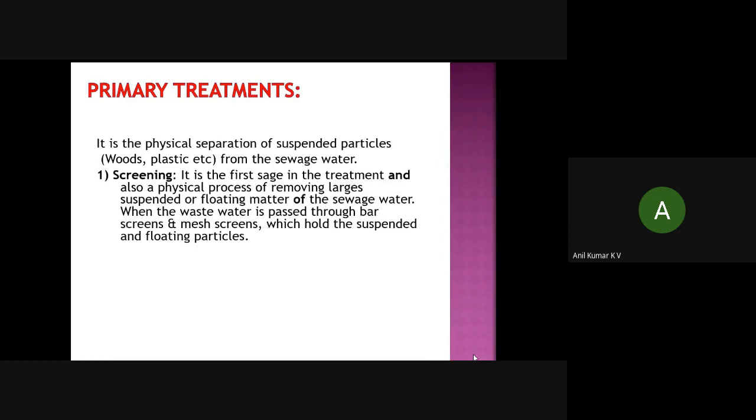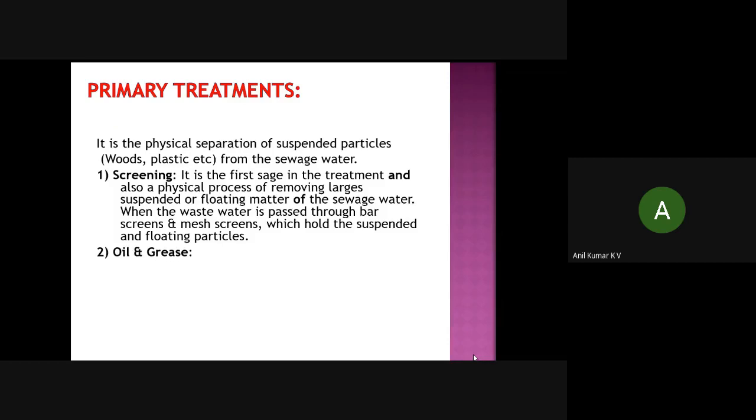The first method is the screening method. In this method, larger suspended or floating matter of the sewage water can be removed when the wastewater is passed through bar screens and mesh screens, which hold the suspended and floating particles.